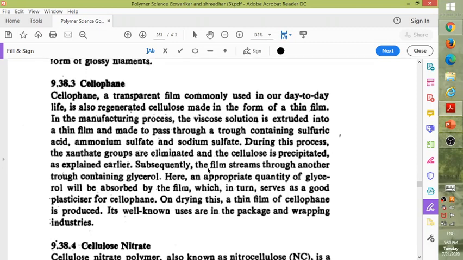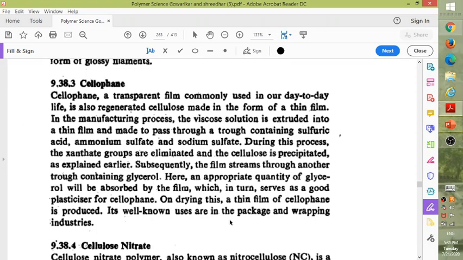Subsequently, the film streams through another trough containing glycerol. Here, an appropriate quantity of glycerol will be absorbed by the film, which in turn serves as a good plasticizer for cellophane. Plasticizers are nothing but strength increasing materials for plastics. On drying, this thin film of cellophane is produced. Its well-known uses are in the packaging and wrapping industries.